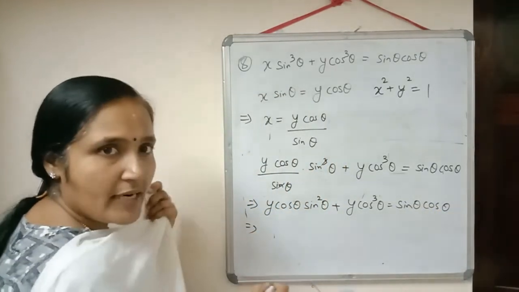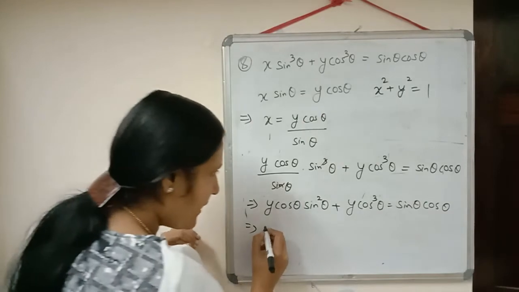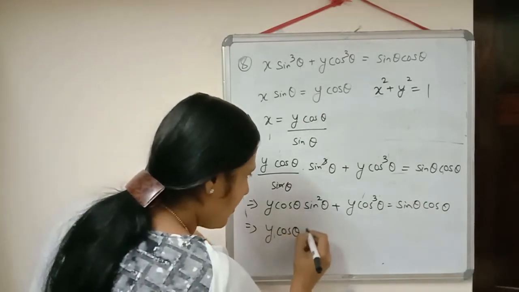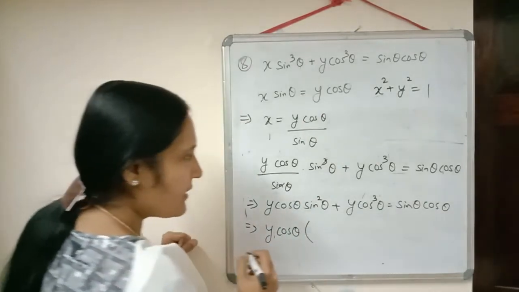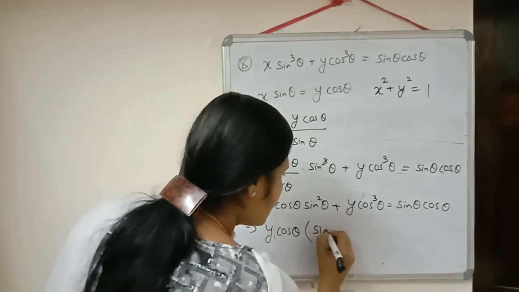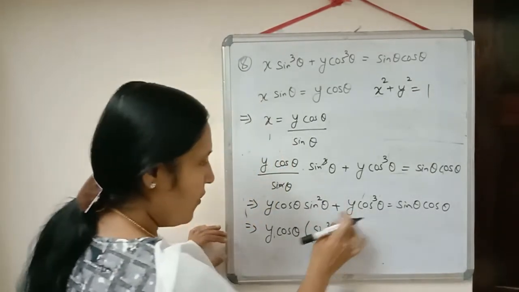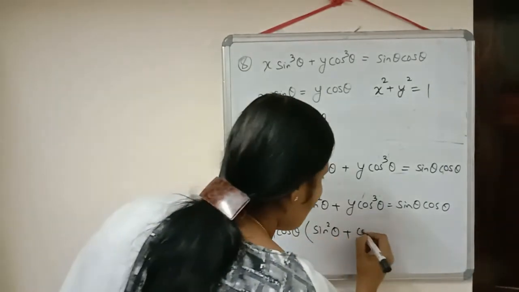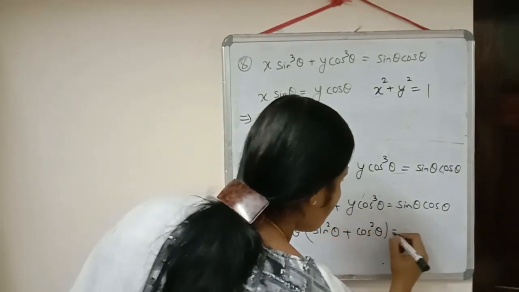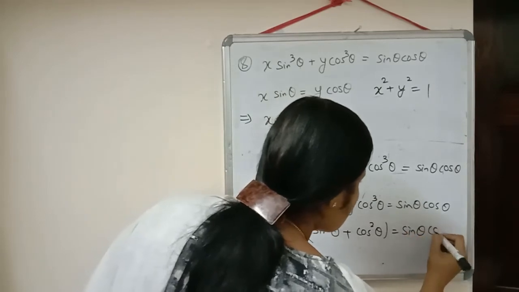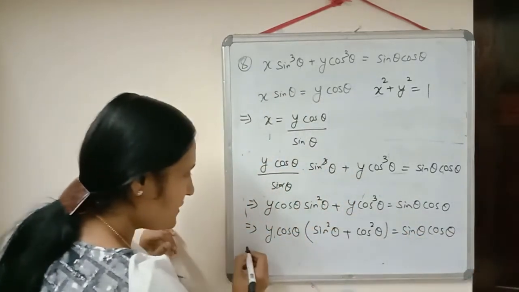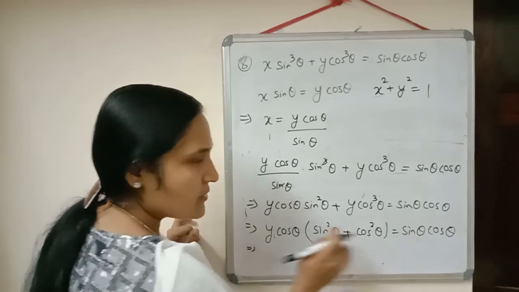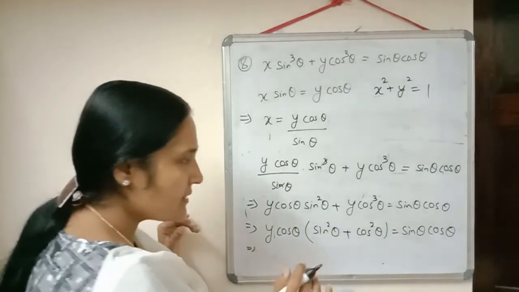Anything common on the left hand side? Yes, y cos theta is common, taken outside. What will remain in the bracket? Sin² theta will remain. Y we have taken, 1 cos theta we have taken. So remaining it will be cos² theta, is equal to sin theta cos theta. And what is the value? Sin² theta plus cos² theta is 1.